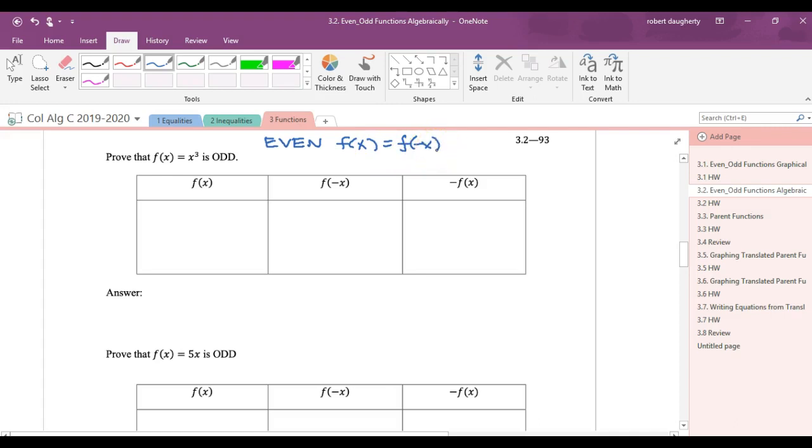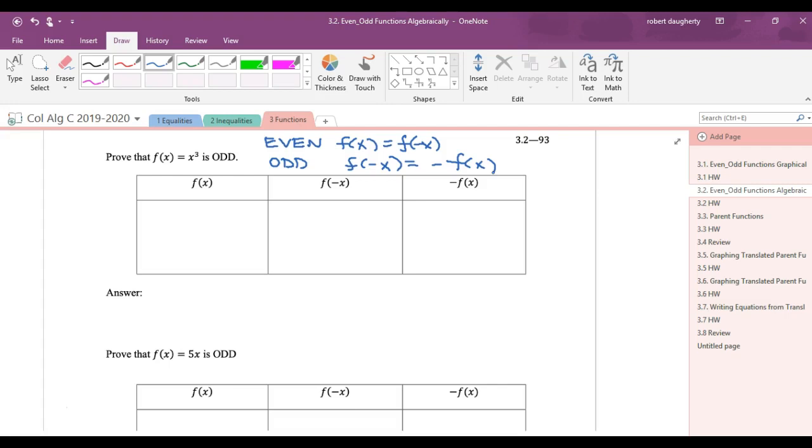If a function is odd, we know that f of negative x is not going to equal f of x, it's going to equal the what of f of x? The opposite. The opposite of f of x is just going to be minus f of x. Okay? So f of negative x equals f of x, that's when it's even. F of negative x equals minus f of x, that's when the function is odd.